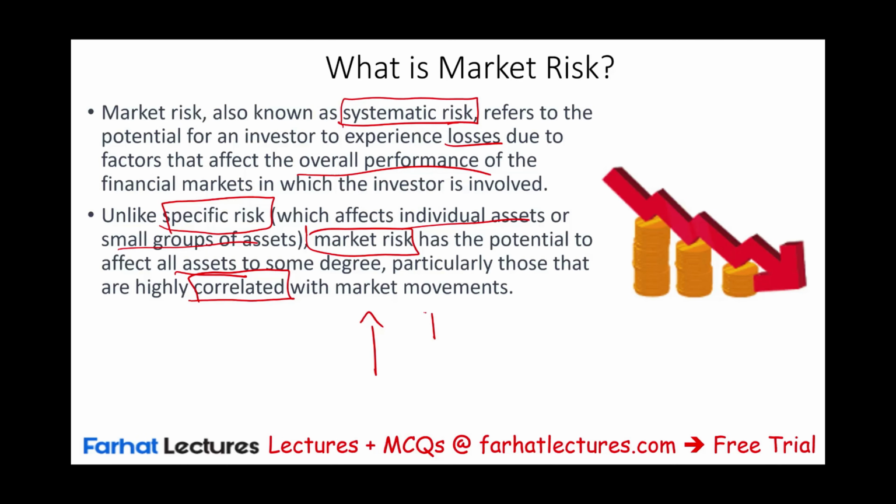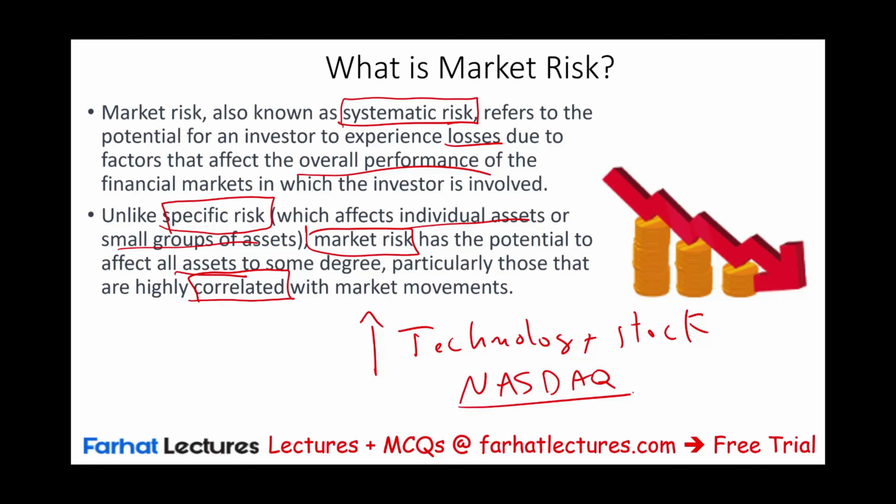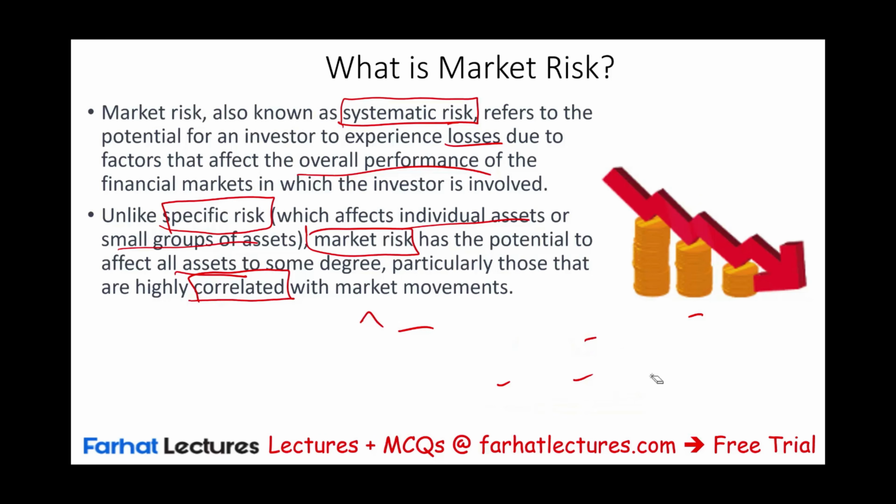For example, if you hold technology stocks, what's going to happen is this. Technology stocks always work hand in hand with the NASDAQ. If the NASDAQ goes down, your technology stocks will go down, and the opposite is true. So your technology stocks are correlated with the NASDAQ. Okay, this is what we mean by that.